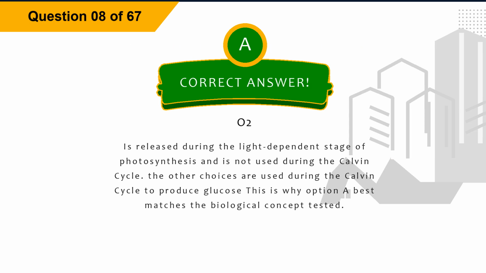Explanation. Oxygen is released during the light-dependent stage of photosynthesis and is not used during the Calvin cycle. The other choices are used during the Calvin cycle to produce glucose. This is why Option A best matches the biological concept tested.